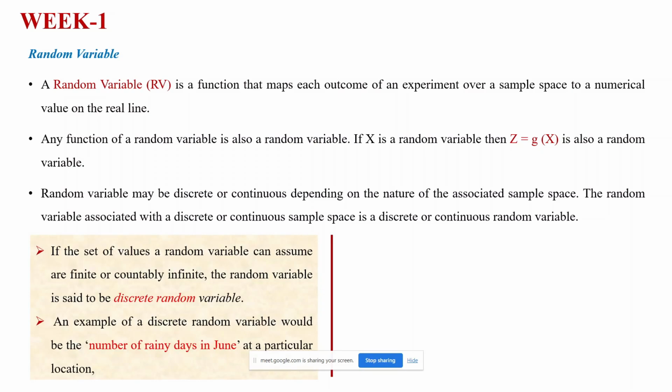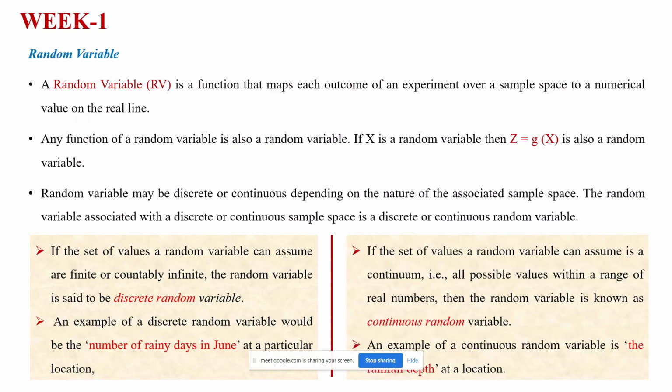If the set of values a random variable can assume is finite or countably infinite, the random variable is said to be a discrete random variable. An example of a discrete random variable would be the number of rainy days in June at a particular location. Here it is not the value of the rainfall, it is the number of rainy days in June. It can happen up to 30 days at most, and the minimum is 0 days, so it is countable. It cannot take values like 1.5 or half a day. So this is a discrete random variable.